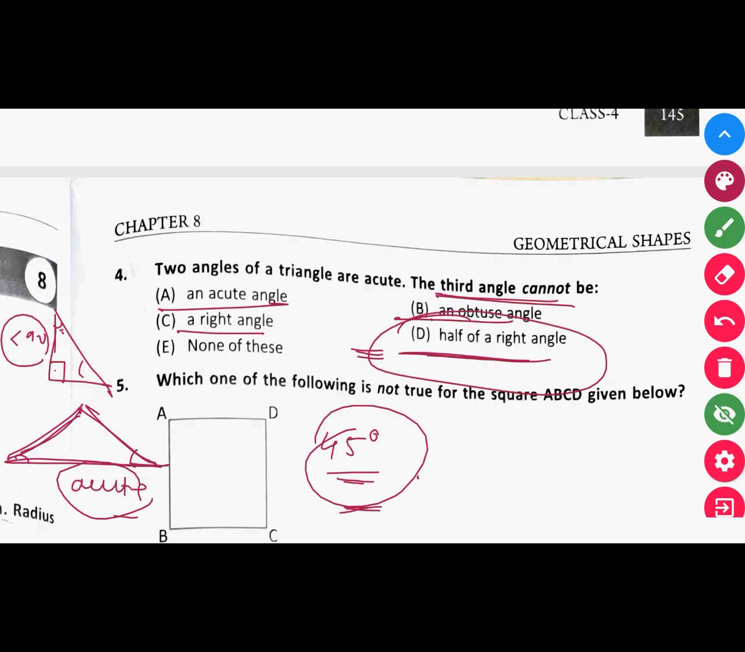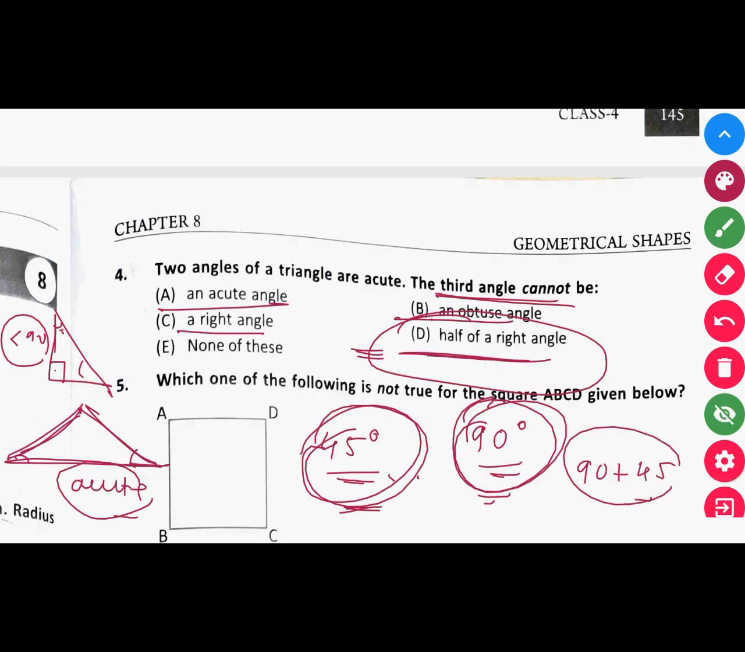Okay, if you didn't understand, I will explain. If these are two acute angles, they are lesser than 90 degree. Or maybe their sum is 90 degree, but not more than 90 degree because they are acute angles. Now this is a 45 degree angle. 90 plus 45 becomes 135. So the total is not 180 and our total should be 180. It is only 135. So it is not possible.